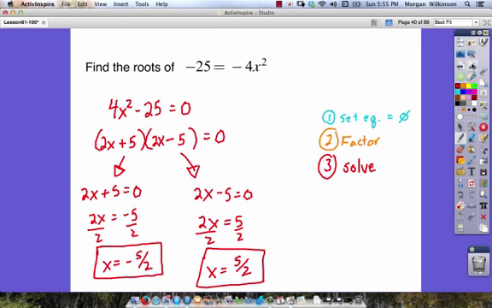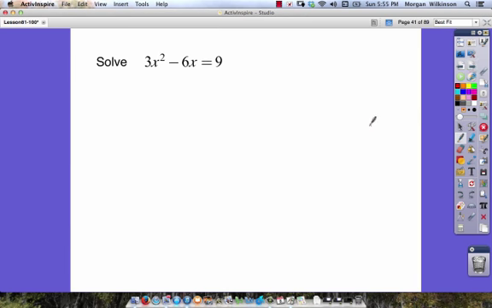Let's look at another example. Here we want to solve 3x squared minus 6x is equal to 9. So when we do this one, we'll use that same three-step process. This time I'll use the colors a little bit better than on the last slide. So step 1, set the equation equal to 0.